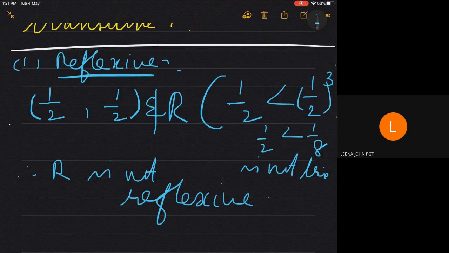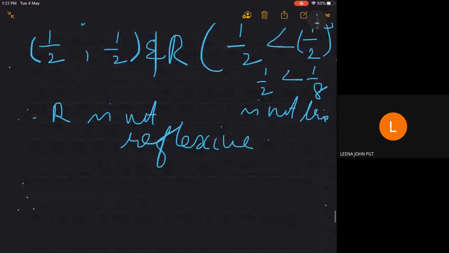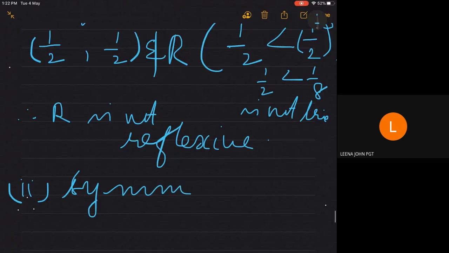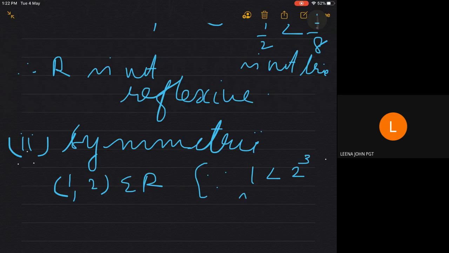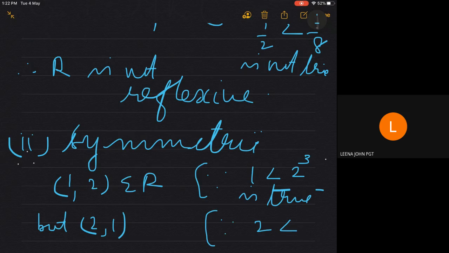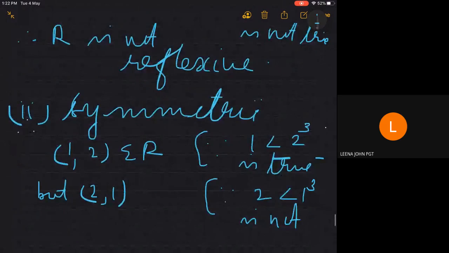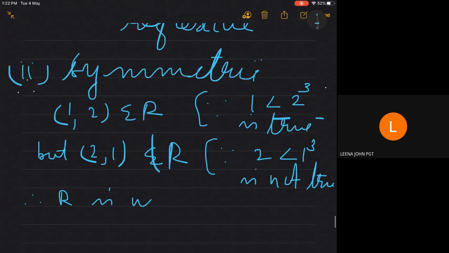The second one is symmetric. That is, you take any element of R and check whether its symmetric pair is there or not. For example, (1, 2) is in R because 1 less than 2 cube is true. But what about (2, 1)? What you will check: 2 less than or equal to 1 cube, is it true or not? It is not true. So this element is not there. Therefore R is not symmetric.